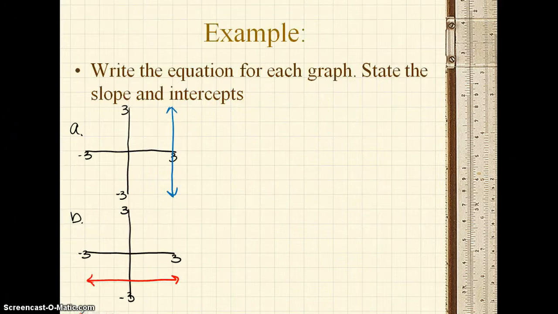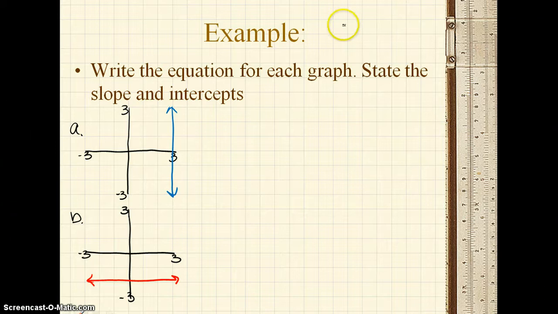We already did this in class, but I wanted to go over it a little bit further, just in case you didn't understand. So it says write the equation for each graph, state the slope and the intercepts. By intercepts I mean both x and y. The first thing that you want to remember of these two special cases is that one of them has a slope that is undefined while the other one has a slope of 0.